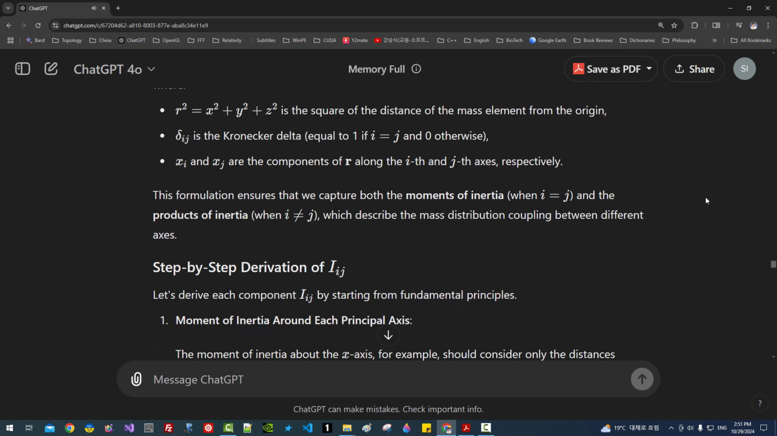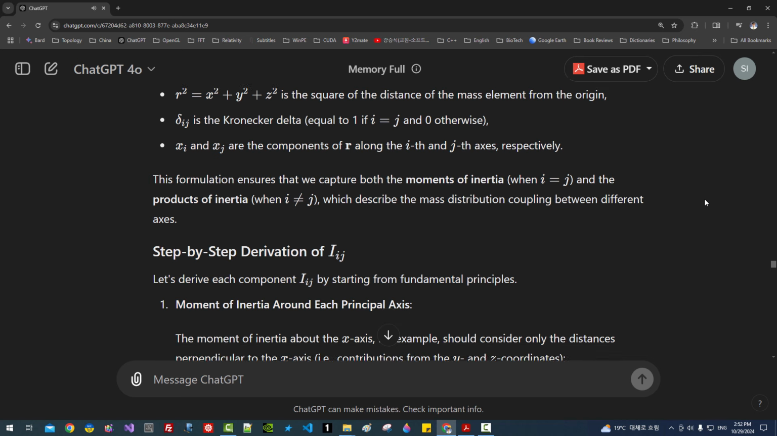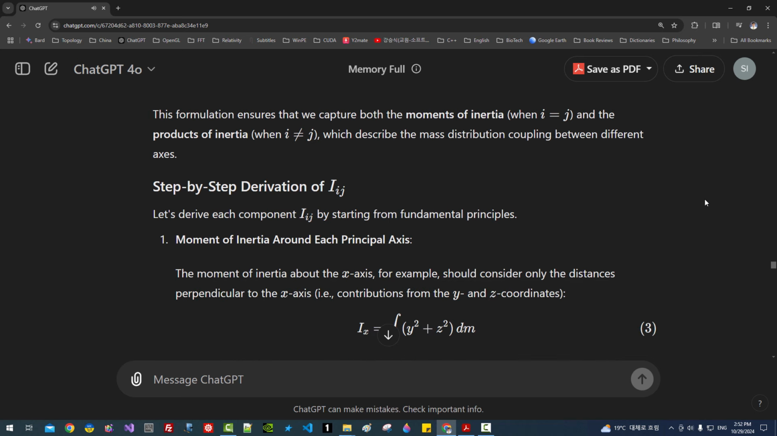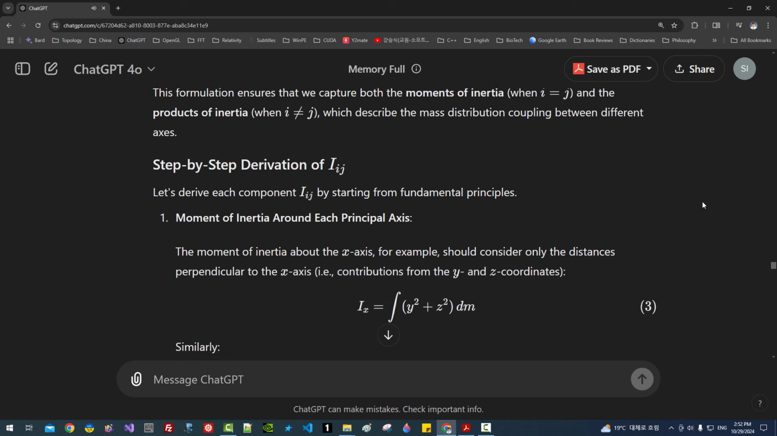x_i and x_j are the components of r along the i-th and j-th axes, respectively. This formulation ensures that we capture both the moments of inertia when i equals j and the products of inertia when i does not equal j, which describe the mass distribution coupling between different axes.